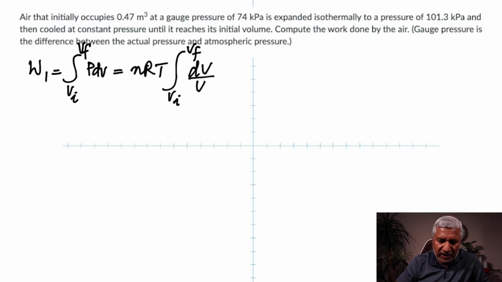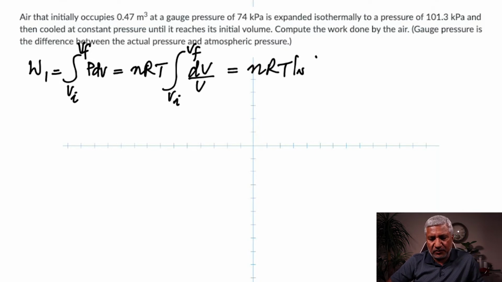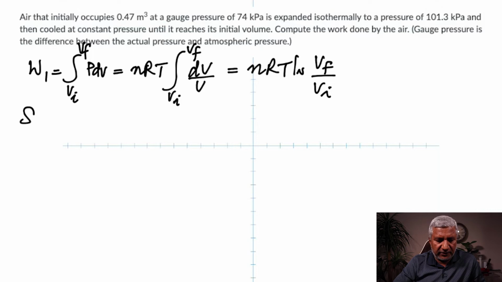So that's why that formula becomes nRT. And then the integral there gives you natural log V final by V initial when you put in the upper and the lower limits. Okay, so you have a formula there. When is that formula used? To find the work during an isothermal process. Do we have everything there to work it out? Yes, we have everything there.